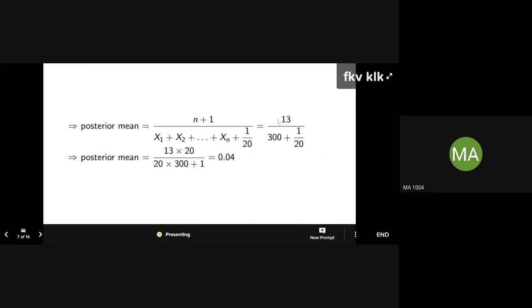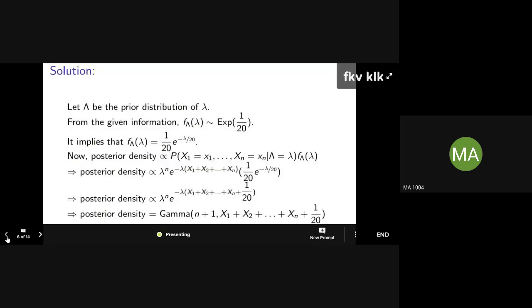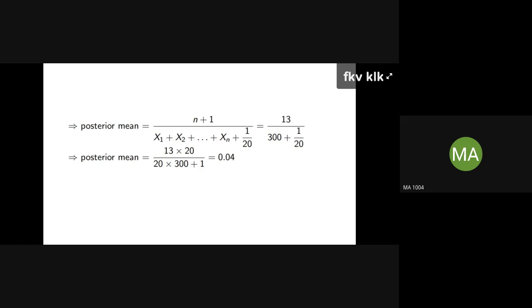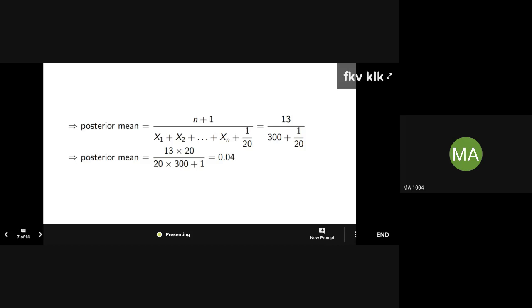So in case of gamma distribution, what is the mean? Alpha by beta. Yes. So we can just do alpha by beta and substitute the values, and we'll get the posterior mean to be 0.04. Any doubt over here?